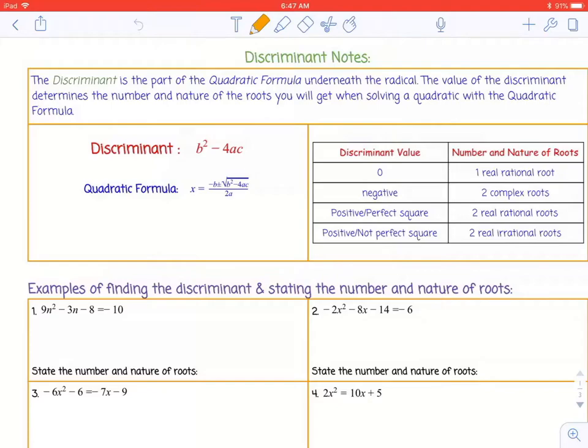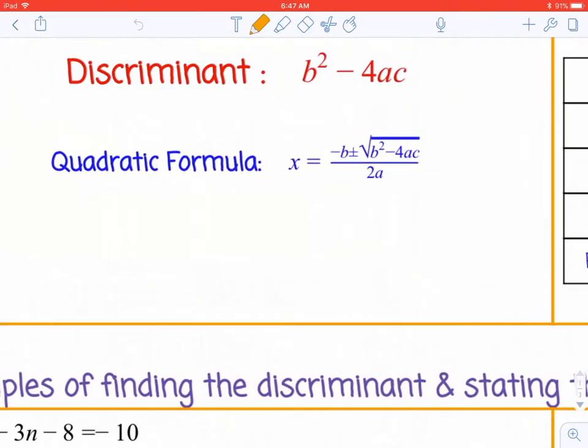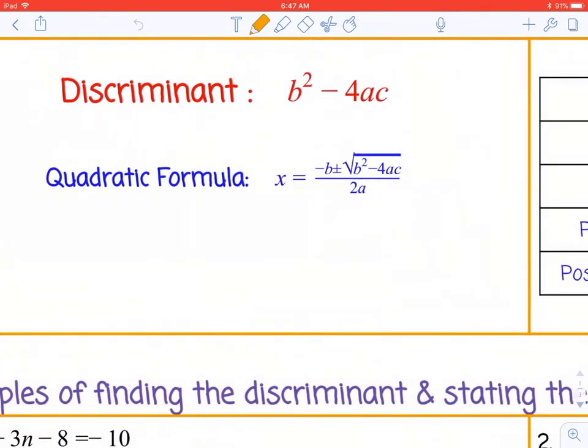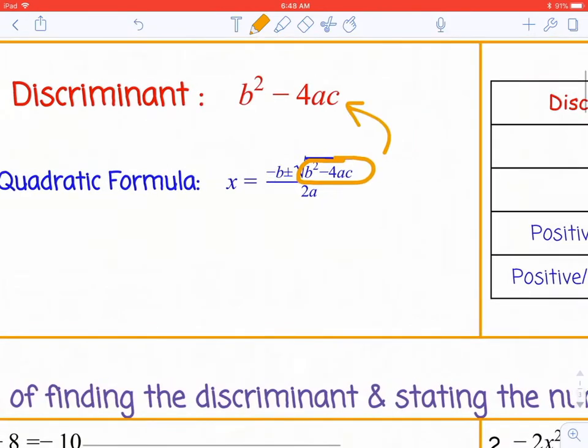In this video, we're going to talk about the discriminant. The discriminant is the part of the quadratic formula underneath the radical. The value of the discriminant determines the number and nature of the roots you will get when solving a quadratic with the quadratic formula. So take a look at our formula. The quadratic formula is x equals negative b plus or minus the square root of b squared minus 4ac all divided by 2a. The part of our formula that is the discriminant is just b squared minus 4ac.